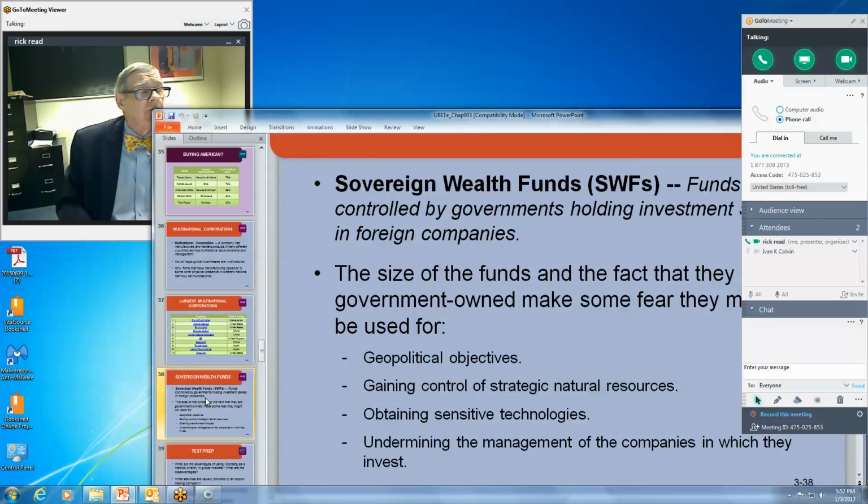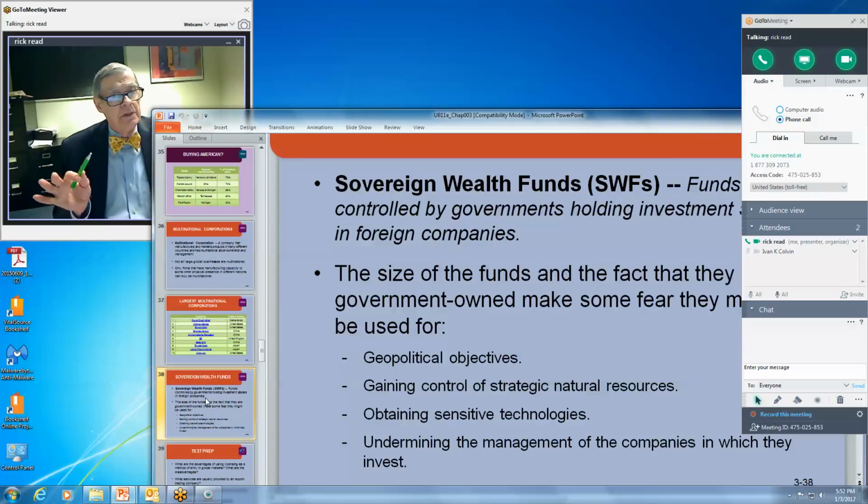Sovereign wealth funds are funds that are controlled by governments, holding investments in foreign companies. Could be good, could be bad. The size of the funds and the fact that they're government-owned makes some fear. Here's what they use them for: to push political objectives, gain control over natural resources, and get their hands on sensitive technologies. This has been an issue with the United States and some Chinese companies coming over here and buying American businesses, specifically Chinese. Now, not to say there aren't others that do that, but specifically Chinese. And then obviously undermining management.